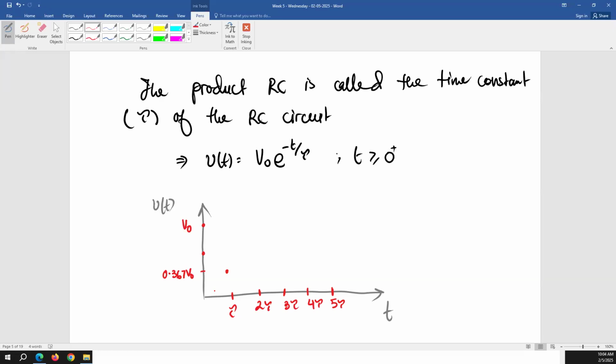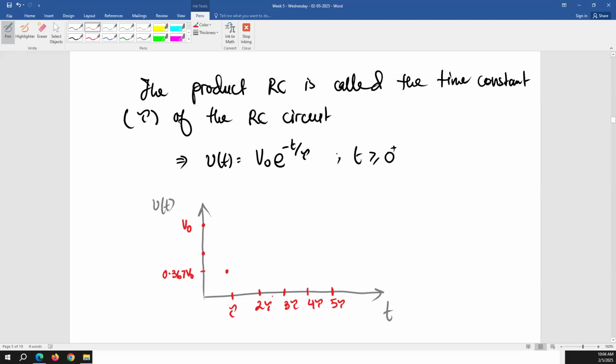And it is always calculated from the source-free circuit. So even if you have a source in the circuit, first you remove the source, make the circuit source-free, and then you calculate R times C from that source-free circuit. If there are multiple resistors, you make the combination of resistors across the capacitor, R equivalent, and then the time constant is going to become R equivalent times C. And we're going to solve those problems as well.